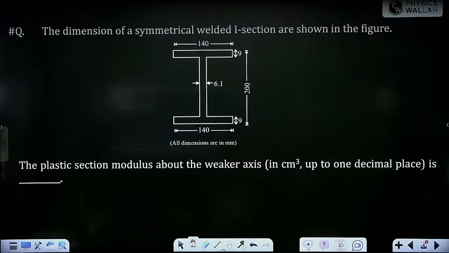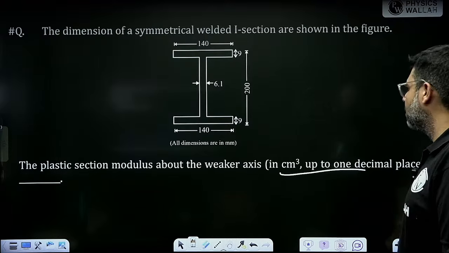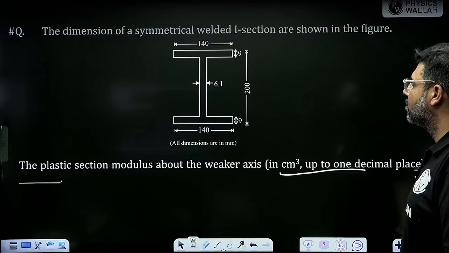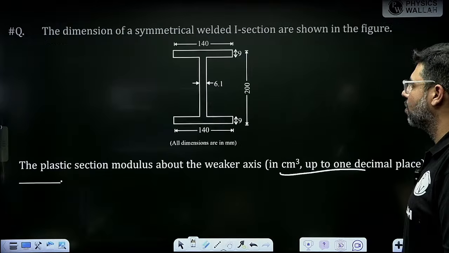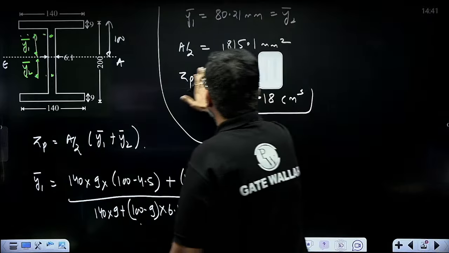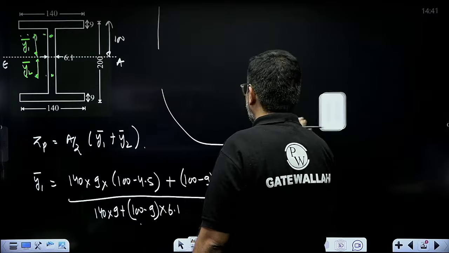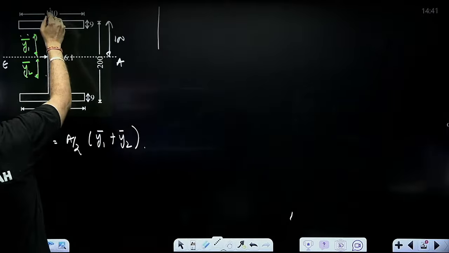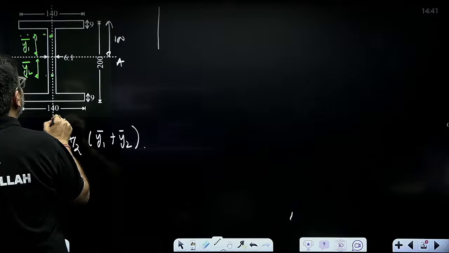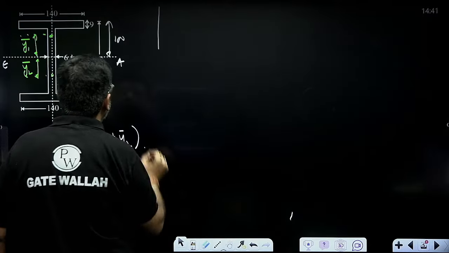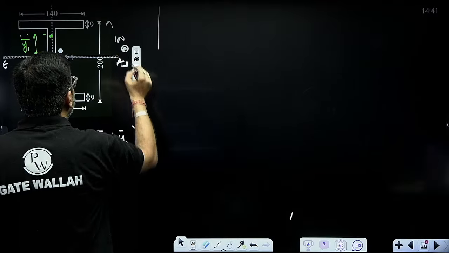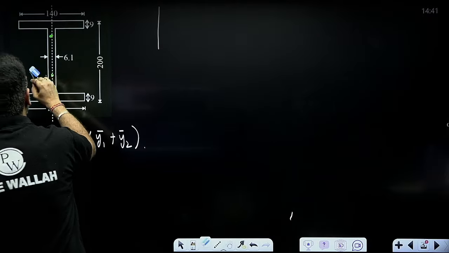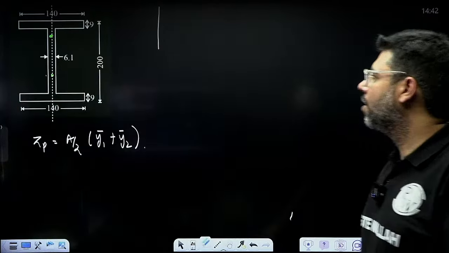What we have to find out is the plastic section modulus about the weaker axis. Sorry, they have asked us about the weaker axis, not about the stronger axis. So this is not the correct solution. We have to find out ZP about this axis. Do it again, please. I have done it incorrectly.